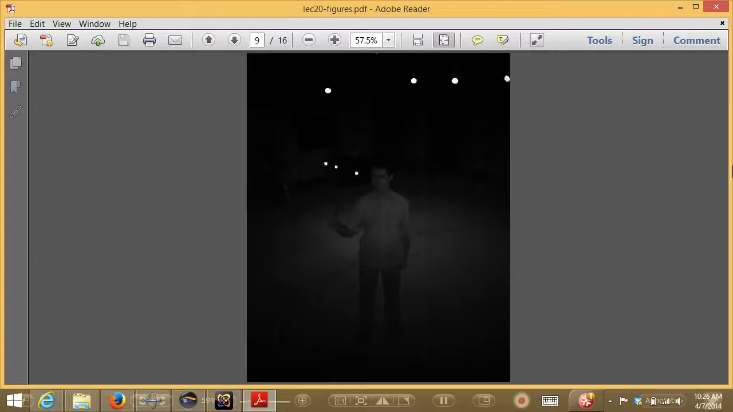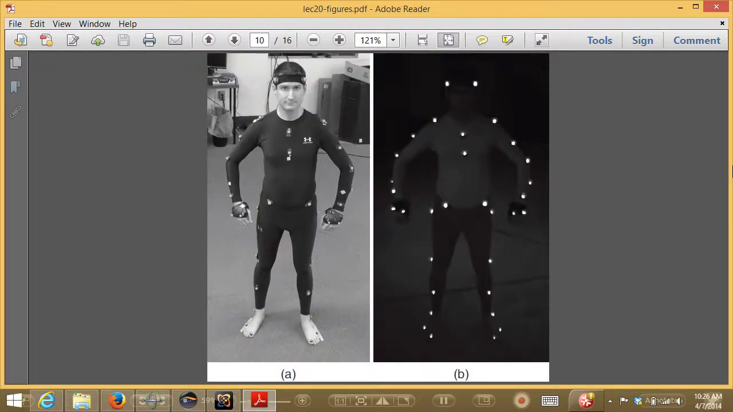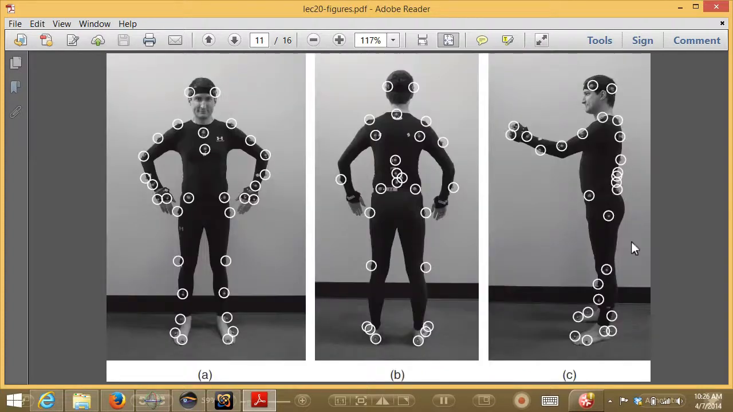So then you have to marker up the person, okay? Here again is the great picture of me in the mocap suit, and then you can see me from the infrared camera perspective, right? Again, the mocap markers really stand out as bright white dots in this world, and you can't really see much else about me at all. And one thing is the marker placement, okay?